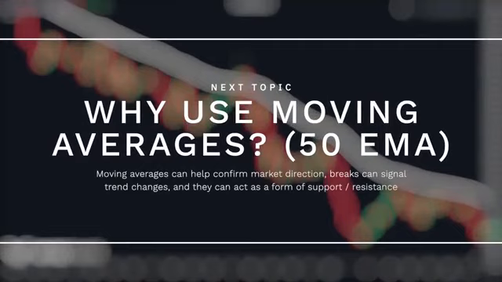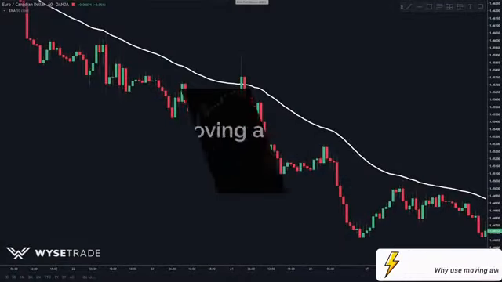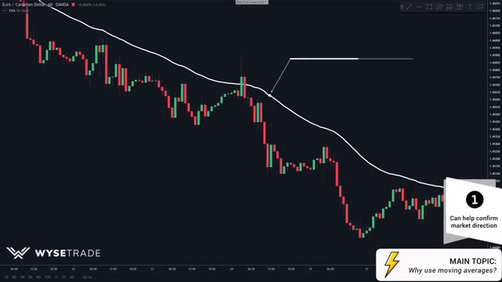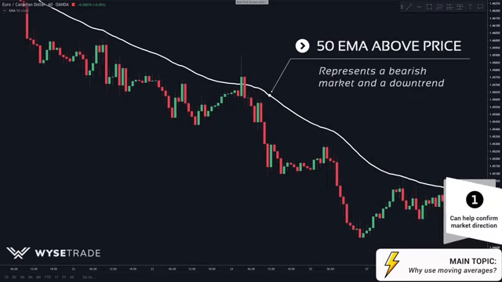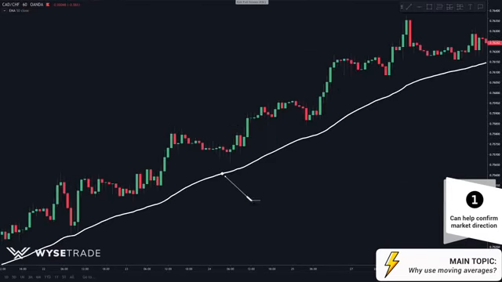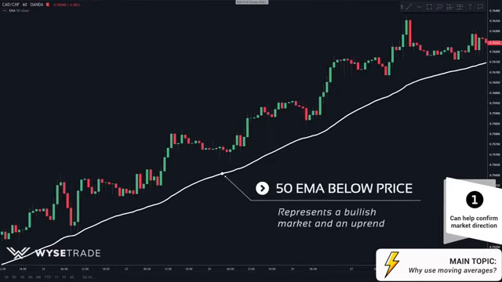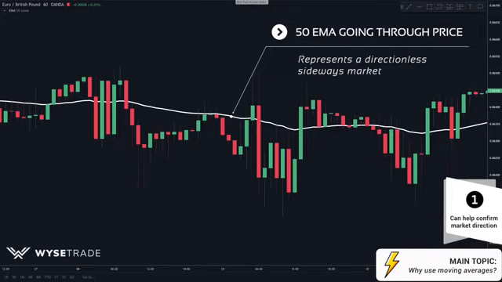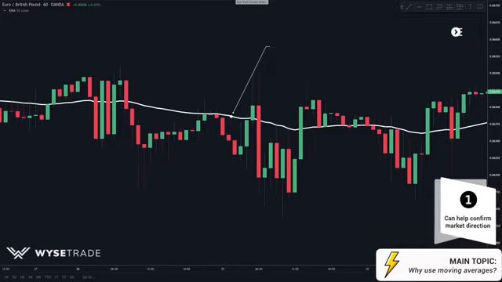So, why do we use moving averages? The first reason is because moving averages can act as supporting evidence of a bullish market, a bearish market, or a sideways market. When the 50 EMA is above price, it represents a possible bearish market and a downtrend. When the 50 EMA is below price, it represents a possible bullish market and an uptrend. When the 50 EMA is going right through price, it represents a directionless, sideways market or a period of consolidation.